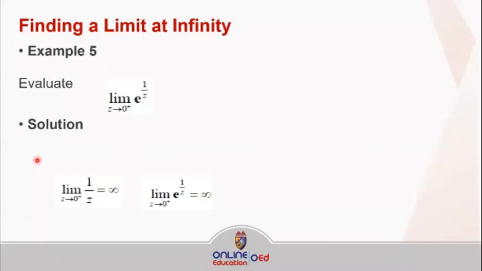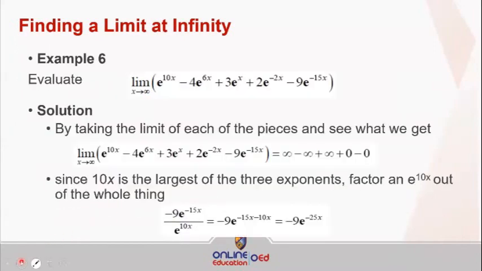And then for this example number 5, we have to evaluate the limit of e raised to 1 over z, where z is approaching 0 positive. So ang solution dito is we have yung limit where 1 over z, ito is infinite pa rin siya. Therefore, yung limit natin where e raised to 1 over z, where z is approaching 0 positive, is infinity pa rin siya.